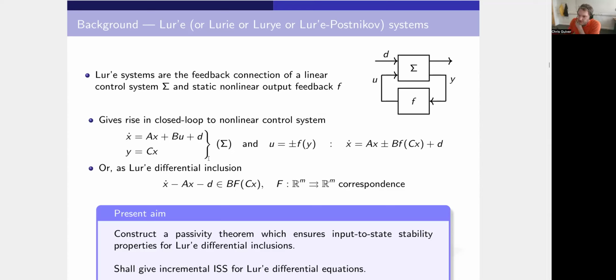So as a Lur'e differential inclusion, where does the set valuedness come from? It comes from the nonlinear term. So I replace my little f of y by some capital F, which is now a correspondence or a multi-valued function. It maps subsets of R^m, in this case, to subsets of R^m. So the aim is to construct a passivity theorem, which ensures ISS properties for Lur'e differential inclusions. And then we shall use that to establish incremental ISS for Lur'e differential equations.